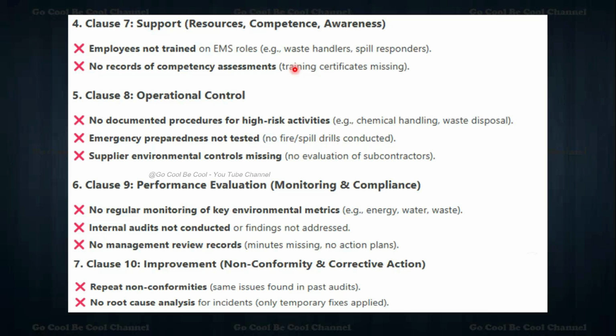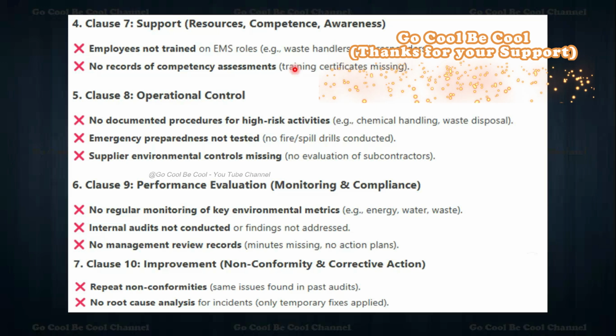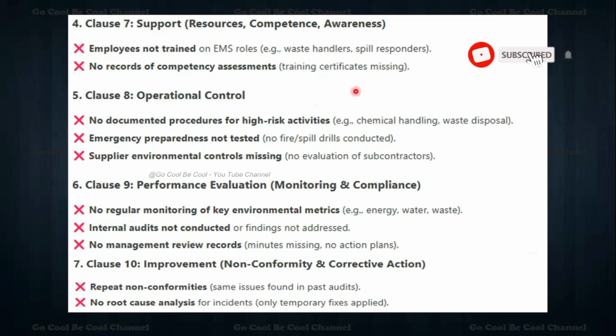Now clause 7, support: resources, competence and awareness. Employees are not trained on EMS roles. For example, for a waste handler: who is handling, who is responsible, who is liable, the procedure given, the responsibility given, and the review mechanism in case of any NC, and who is going to support. That needs to be addressed, along with the spill responder and so on. There are no records of competency assessment, training certificates are missing, and things like that.